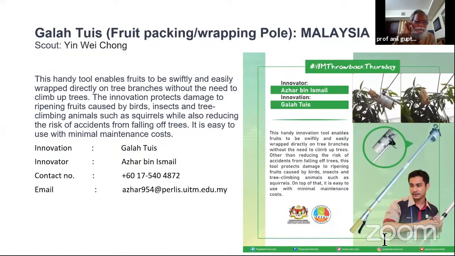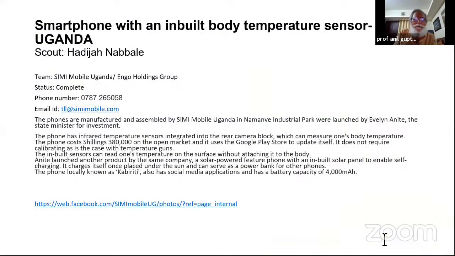A fruit which is mature, you don't want insects to eat it. So it's a wrapper on the fruit. On the tree, you can wrap each fruit by this wrapper. Very interesting solution from Malaysia. Low cost. Smartphone with an inbuilt body temperature sensor, Uganda.